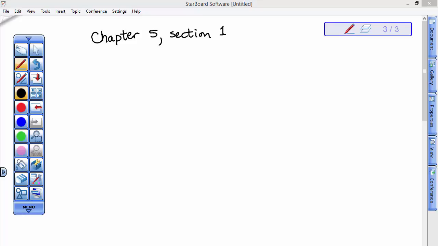I don't have a worksheet for Chapter 5, Section 1. It's such a simple section that I'm going to work right from a few problems that I have. First of all, I just want you to know that Chapter 5 is titled Systems of Linear Equations.